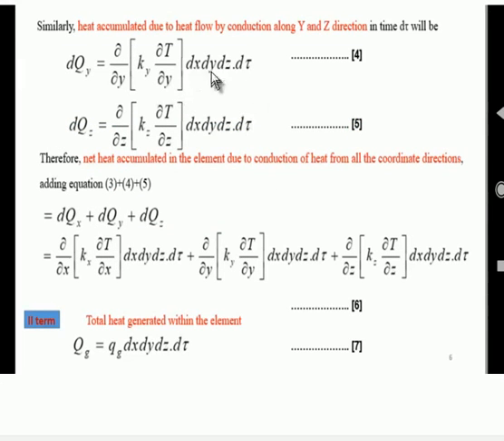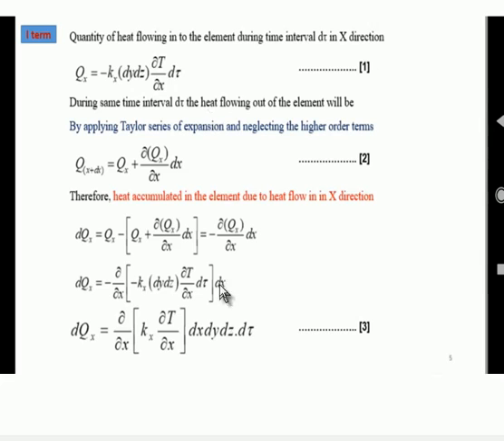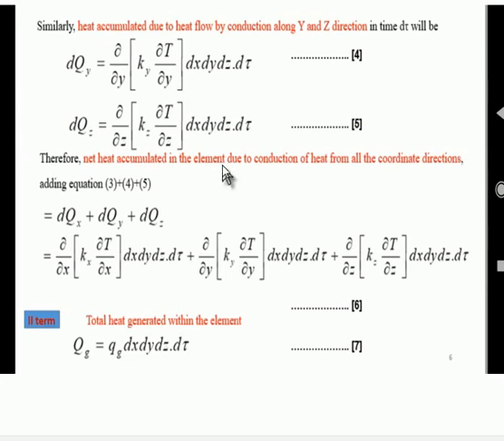Net heat accumulated in the y direction is given by dqy is equal to dou by dou y into ky dou t by dou y dx dy dz and d tau. This is equation number 4. Similarly, in the z direction, where there is y, we have to replace it with z. dqz is equal to dou by dou z, kz dou t by dou z, dx dy dz d tau. It is the same for all these three directions. See here, dx dy dz d tau.